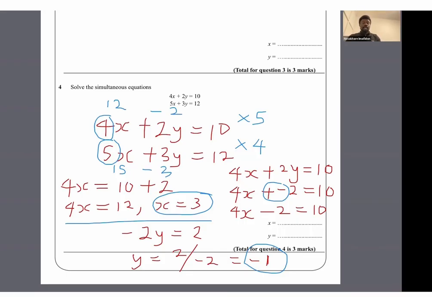So that's how to use the elimination method to solve simultaneous equations. I hope that we have all learned one or two things from this video.